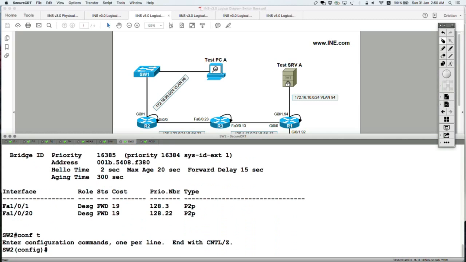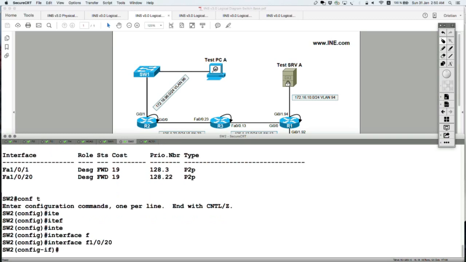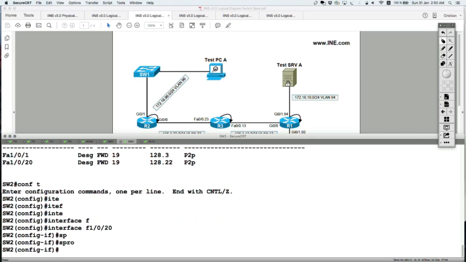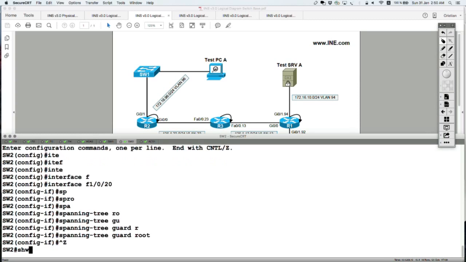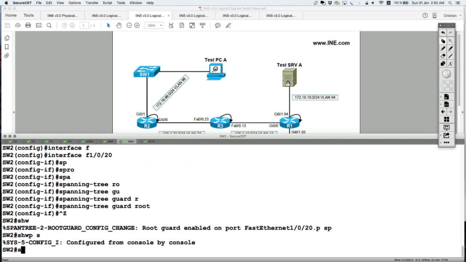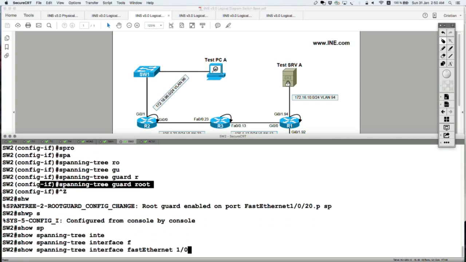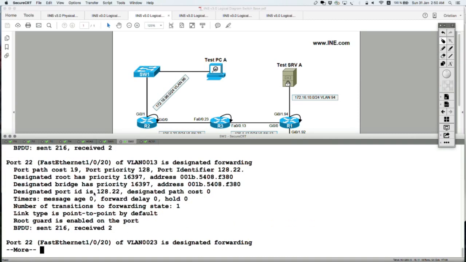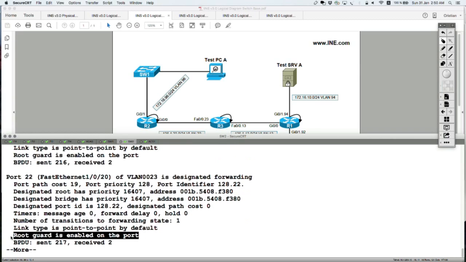This is my distribution switch. On the port facing my access switch, I'm going to configure the root guard feature. Spanning-tree guard root. And if you say show spanning-tree interface, that command shows root guard enabled for VLANs. Show spanning-tree interface FA1020 detail. There we go. For port 22, for VLAN 13, I have root guard enabled. For VLAN 23, I have root guard enabled, and so on.